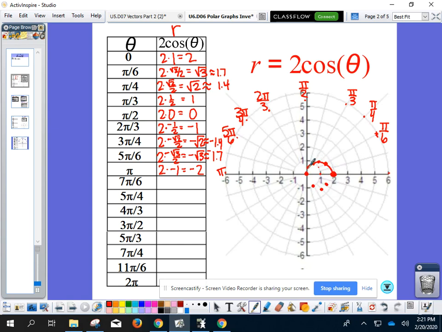So we're going to connect those dots, and this special polar graph creates a circle. Sometimes if you do not end up back where you started, you're going to have to continue and do the full unit circle. But for today, we were able to stop on this particular example.